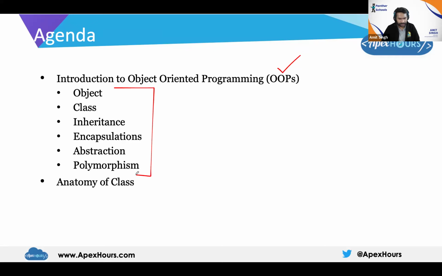Some of you might know that OOPS only includes inheritance, encapsulation, abstraction, and polymorphism. But that's not true, because OOPS is basically object-oriented programming. That means everything is going to be around objects and classes, so we also include these 2 concepts under OOPS as well.